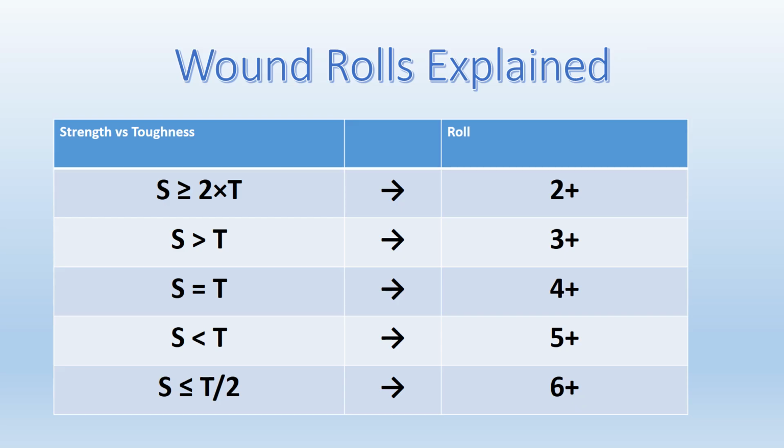Obviously that should make sense as well. If you're going up against a really heavily armoured opponent and you're fighting with a very weak weapon, it's going to take quite a significant chance for it to actually inflict a wound. However, if you're attacking with something that's super powerful compared to toughness, then it should wound really easily, and that's how the wound rolls reflect that in their values.